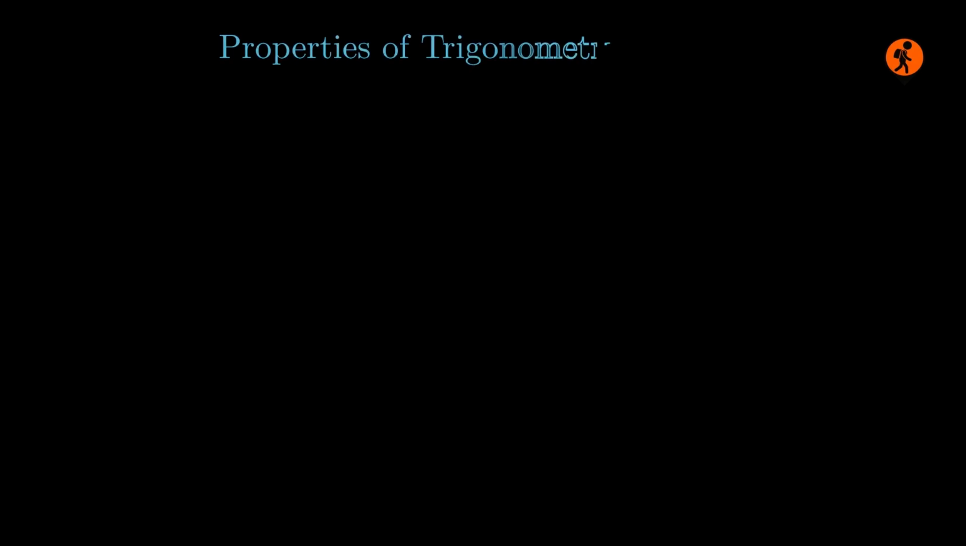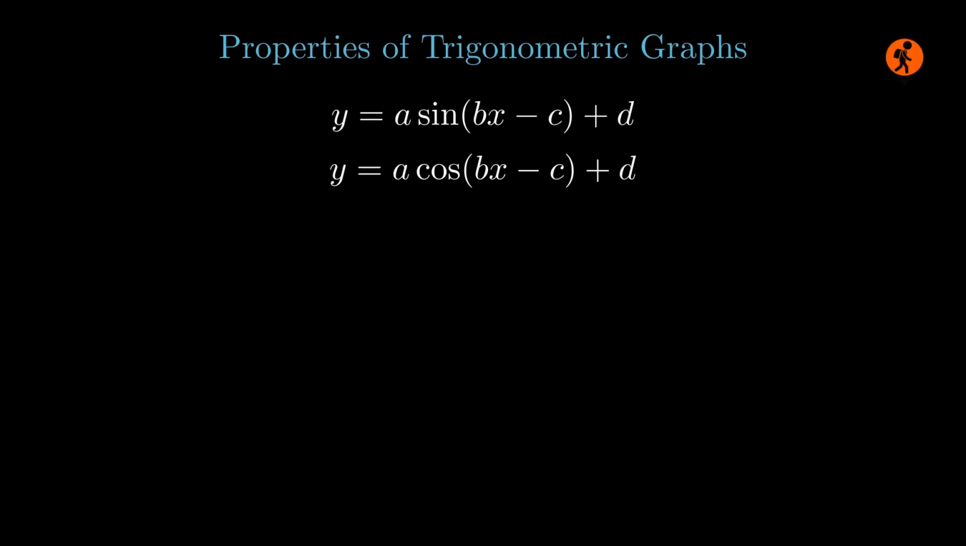Let's break down the essential properties of trigonometric graphs. We will look at the standard forms. Y equals a times the sine of bx minus c plus d, and the cosine equivalent. First is the period, which is the length of one full wave. We calculate this by dividing 360 degrees by the coefficient b.